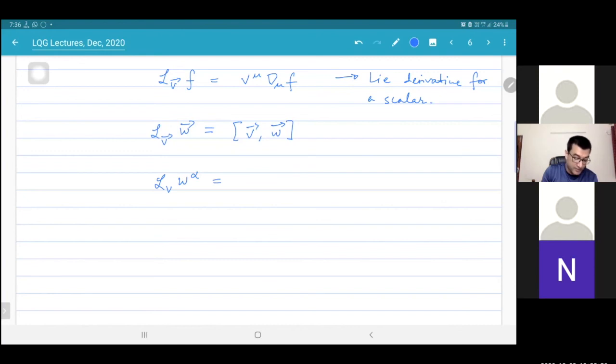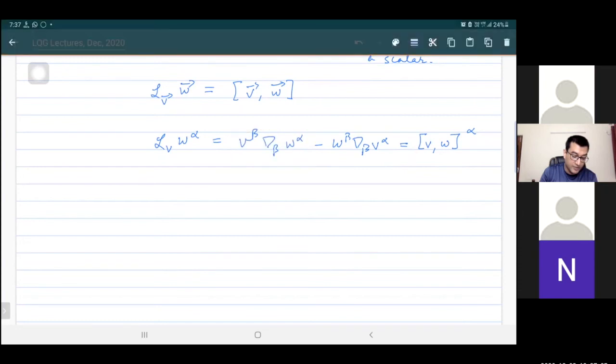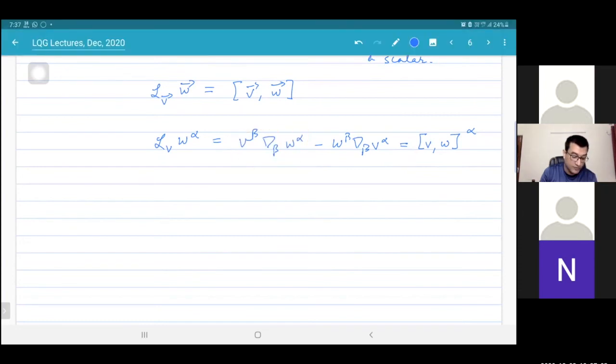And the commutator of vector fields is written as V^beta del_beta W^alpha minus W^beta del_beta V^alpha. This is the commutator of two vectors. Right? So this is the Lie derivative of a vector. And what you see is that the first component is the ordinary directional derivative of the object W along the vector field V. But it's the second term that is different. The second term measures the change of the vector field V itself, right?